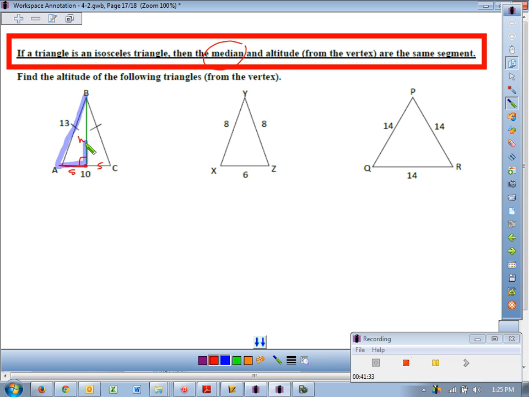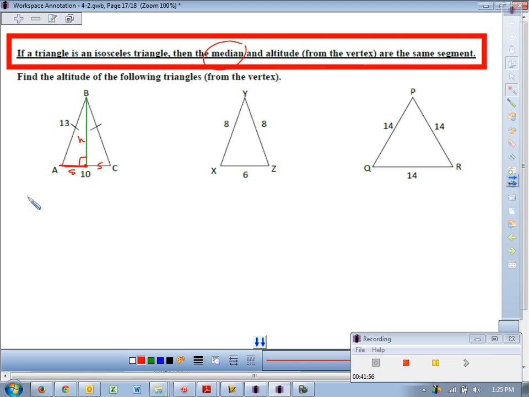Look at this blue shape right there. What do you see in that blue shape? It's a right triangle because this was an altitude, and that is a right angle right there. How many sides do you know? 2 sides. Which one's the hypotenuse? H, 5, or 13? 13 is the hypotenuse. How can we solve? Set up the Pythagorean theorem. 5 squared plus h squared should equal 13 squared.